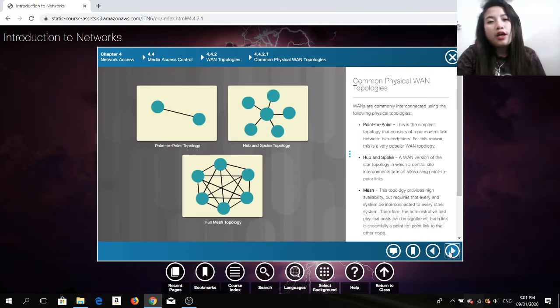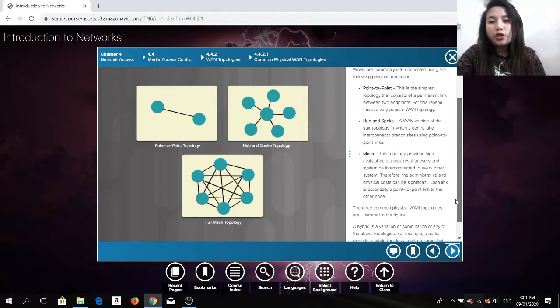So there are common physical WAN topologies. These are the point-to-point, hub and spoke, and the mesh. So this is the point-to-point. This is the simplest topology that consists of a permanent link between two endpoints. For this reason, this is a very popular WAN topology.